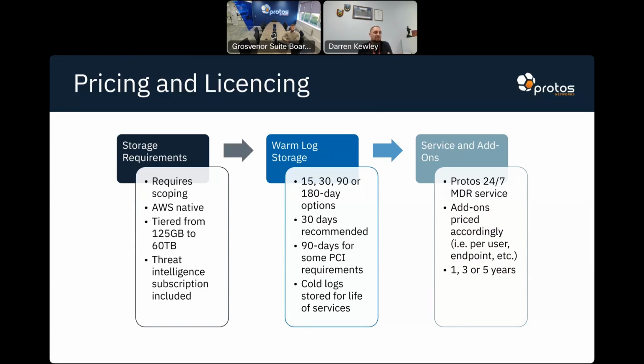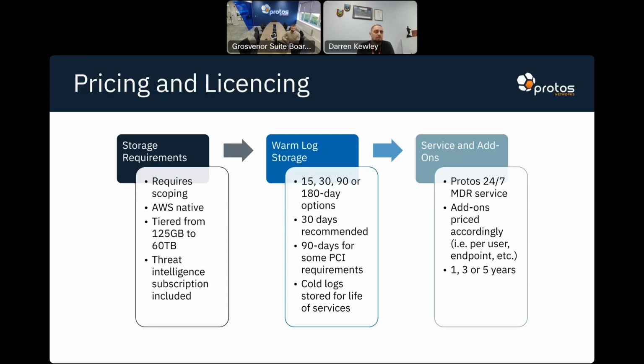And you get a threat intelligence subscription on that. Then you choose how much warm log storage you want. So 30 days is our standard, but 90 days is recommended for some PCI. But the logs are actually stored for the life of the service. But the warm logs are the things we can interact with, on a detection and response capability from there.